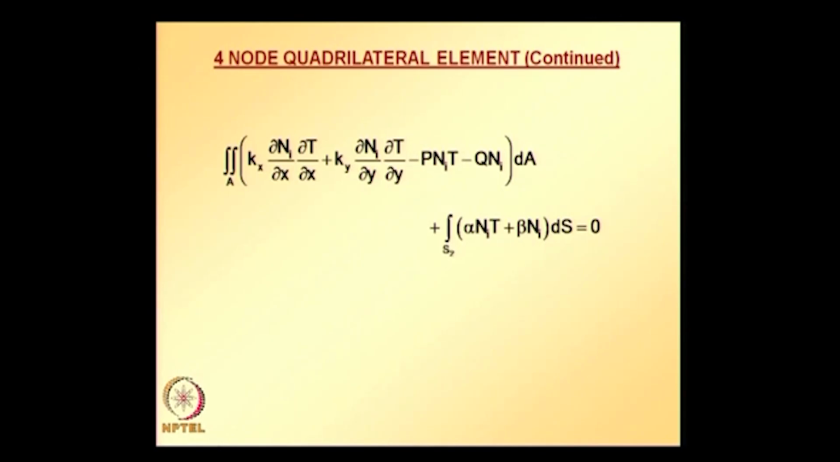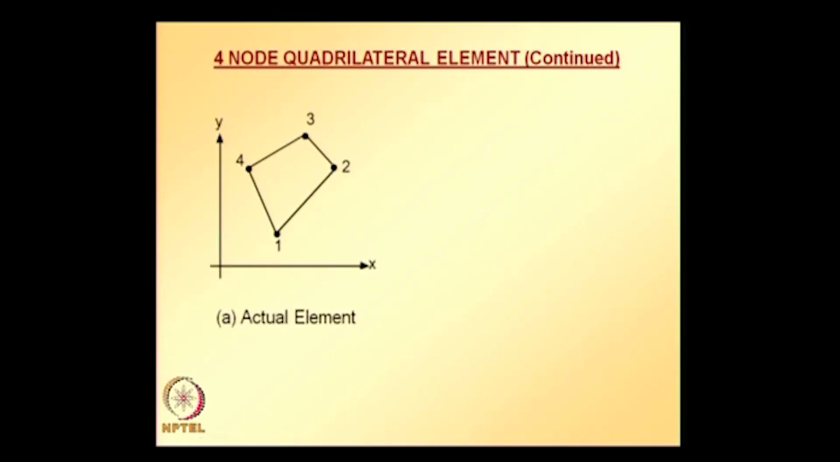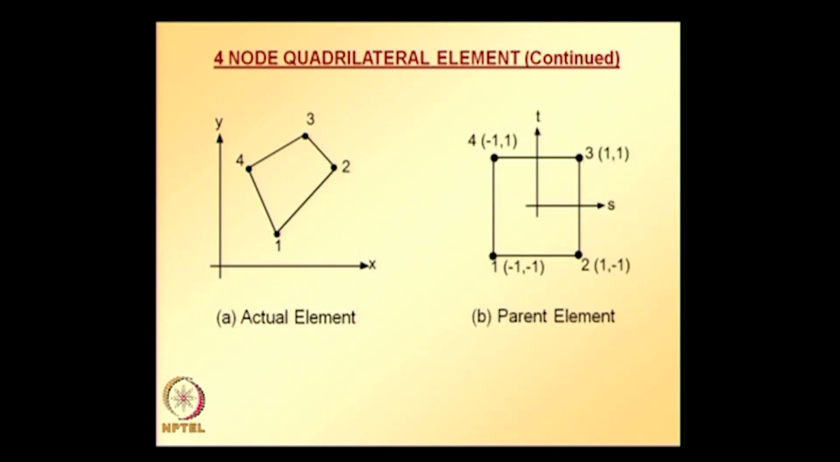And now we need to make substitution of shape function expressions. There are 4 shape functions for a 4 node quadrilateral element. These shape functions need to be in the parent coordinates. We will be mapping the actual element onto a parent element. Instead of performing calculations on the actual element, we are going to perform calculations on the parent element, and that is what isoparametric mapping is.